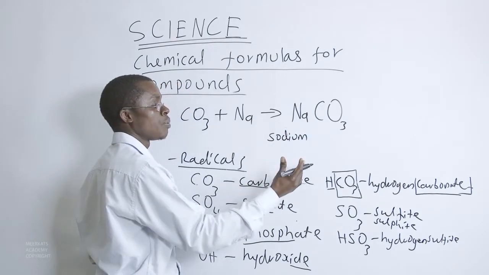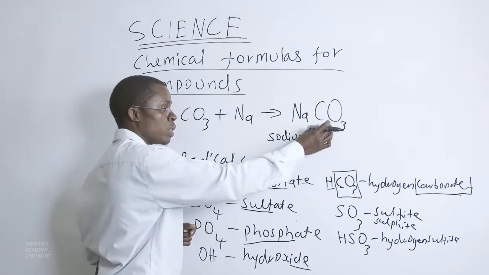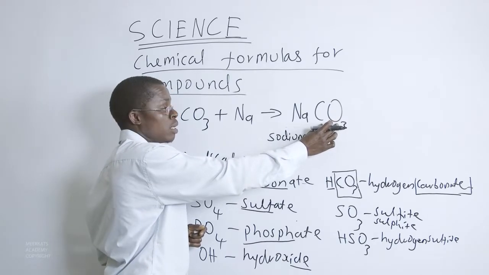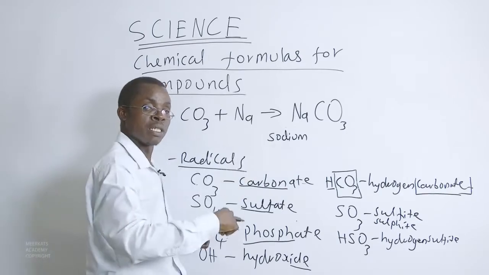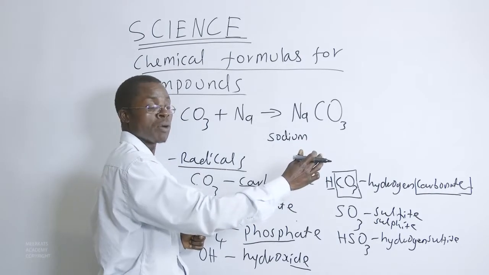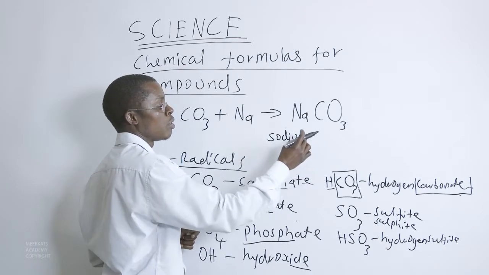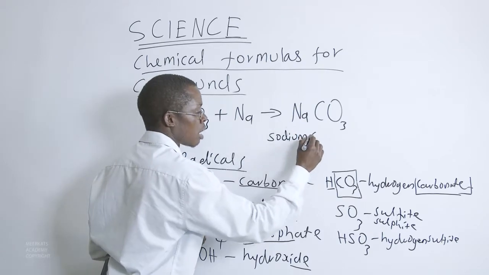Then the second part will be the name of the radical, which is already identified by the elements that are in it. And the elements here are carbon and oxygen, carbon being the main one, the center atom, so the name becomes sodium, then carbonate.